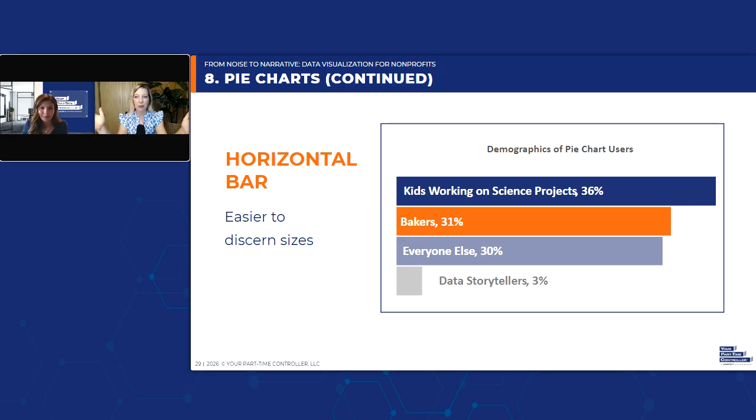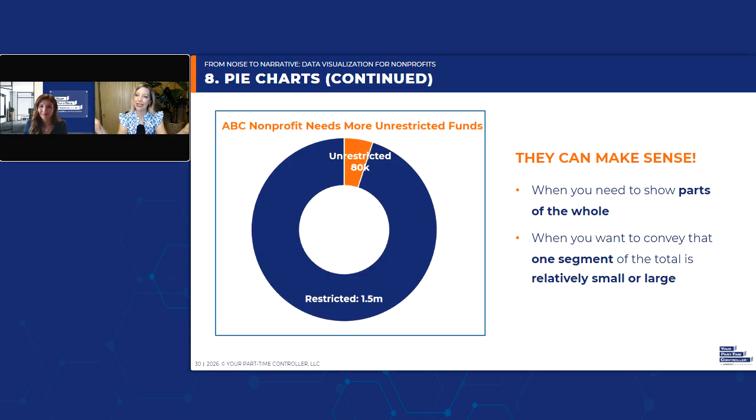Now, there's one time I really like to use a pie chart. It's when you're showing one part of a whole like this. Maybe you're showing one segment and it should be relatively small or relatively large. And we like to make it a donut because everybody loves donuts. And also I think it's really good.